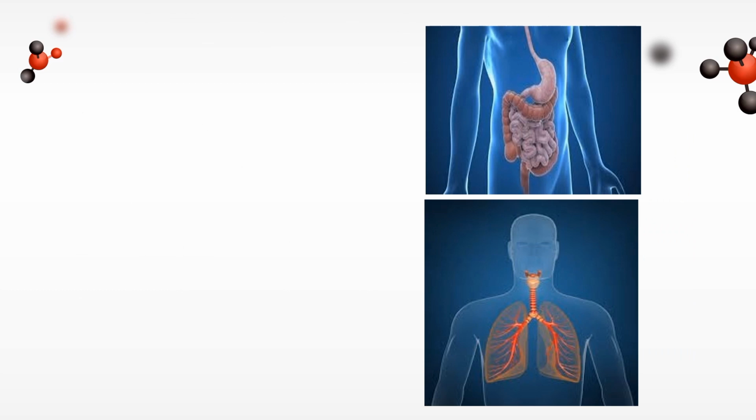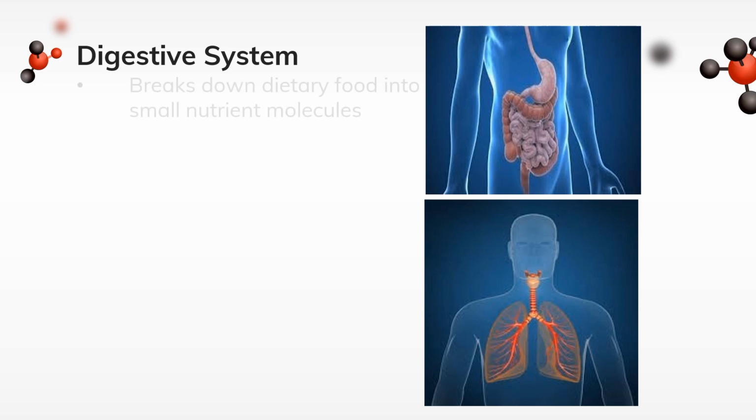Next we have digestive system. It contains mouth, esophagus, stomach, intestines and related organs. The digestive system breaks down dietary food into small nutrient molecules that can be absorbed into the plasma for distribution to the body cells.